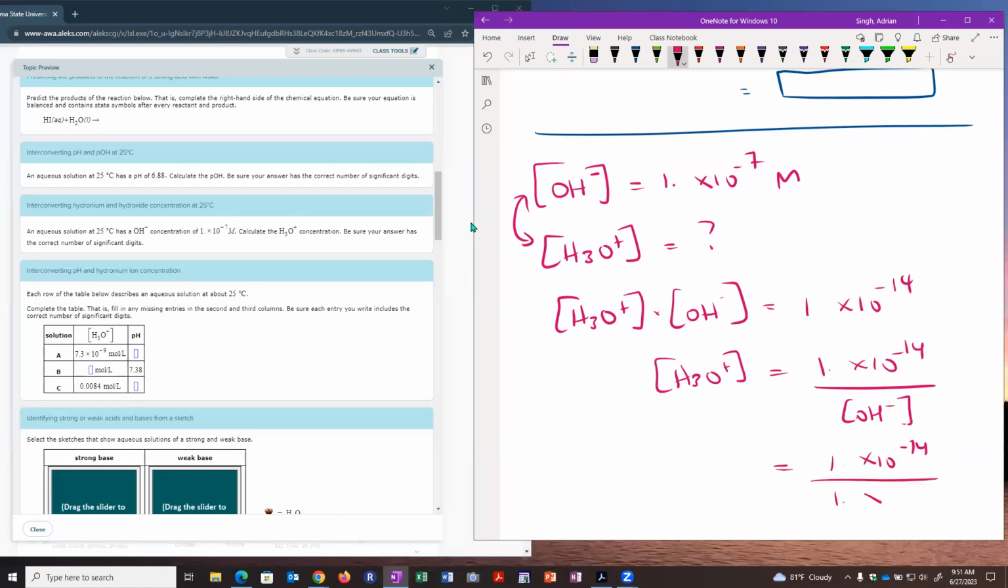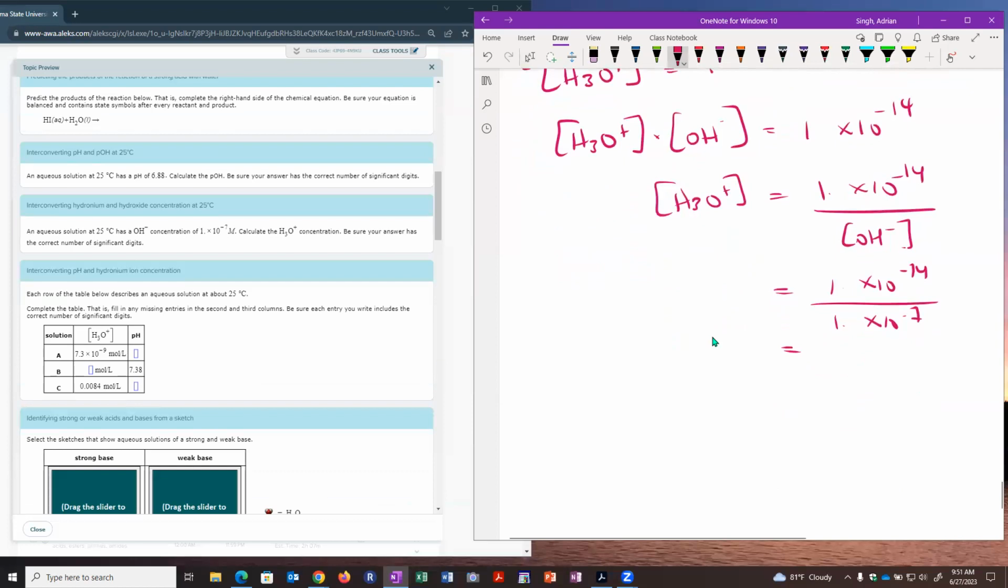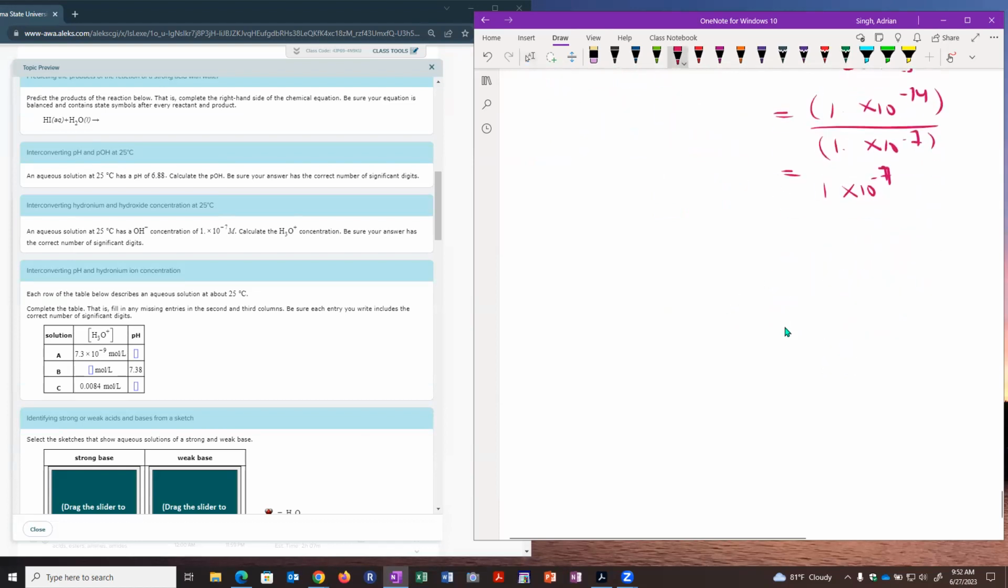All right, and here you'll need to make sure that your calculator skills are up to par. How you enter these numbers, usually use parentheses to separate them, and then you'll see that this ends up being 1 times 10 to the negative 7 as well. So whatever your hydroxide is, whatever that concentration, just stick it into this rearranged equation.